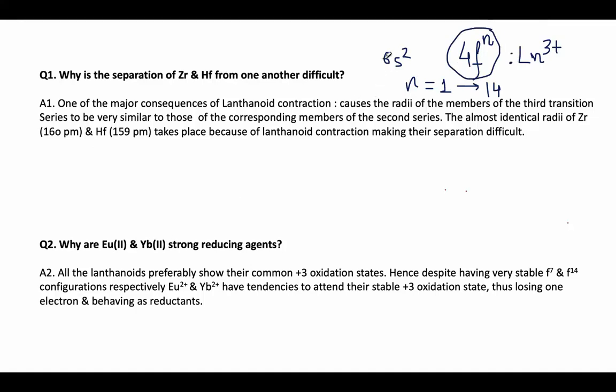So we shall start with the first question: why is the separation of zirconium and hafnium very difficult from one another? This is one of the major consequences for the separation. Zirconium and hafnium, these two elements, are very difficult to separate. Their chemistry is very similar. This is one of the major consequences of nothing but lanthanide contraction.